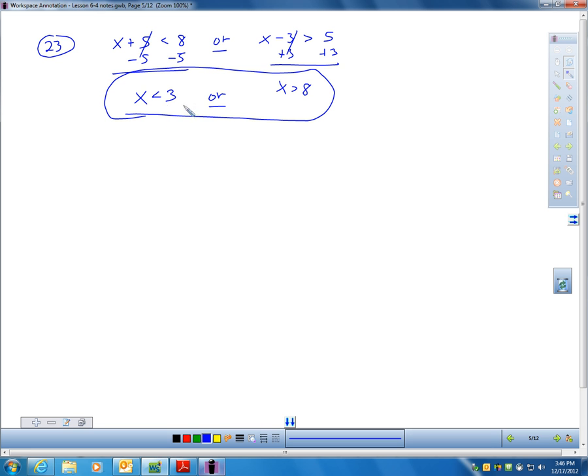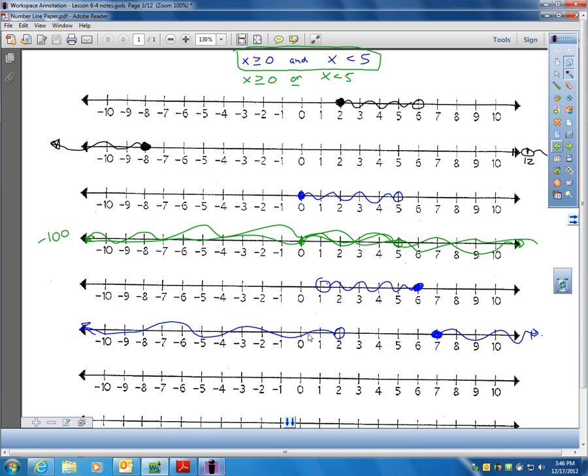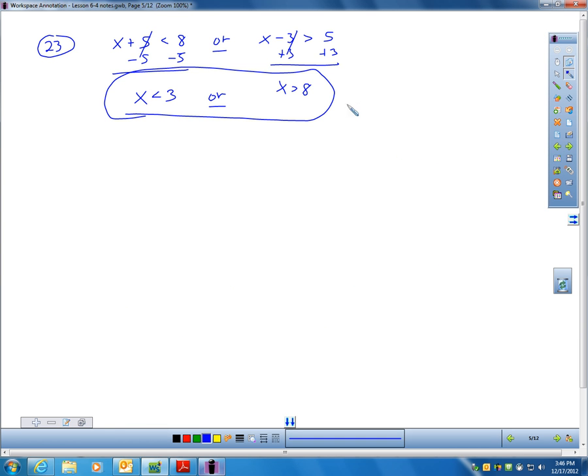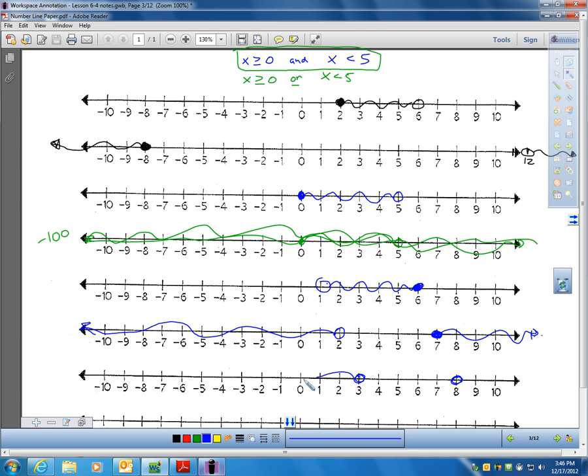I've got to graph that. So I have open circle 3, open circle 8. Let's do that. Open circle 3, open circle 8. And I wanted, I believe, the values less than 3 and greater than 8. So let's graph that. Here are the values less than 3, and here are the values greater than 8. So I just graphed that.